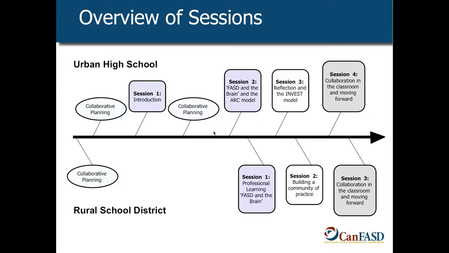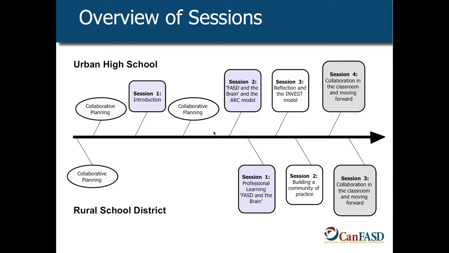One was an urban, one was a rural school district. The urban was actually a single school. We worked with a single high school and a number of individuals within the high school. And in the rural, we worked with an actual school district, and so we worked with a large group of people. In both cases, we provided at least three sessions.